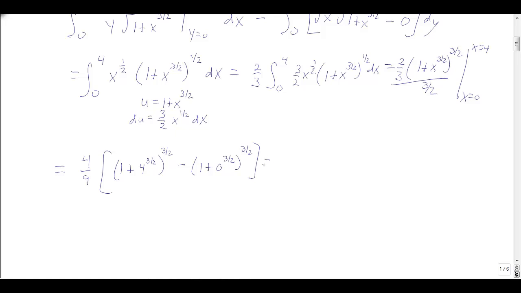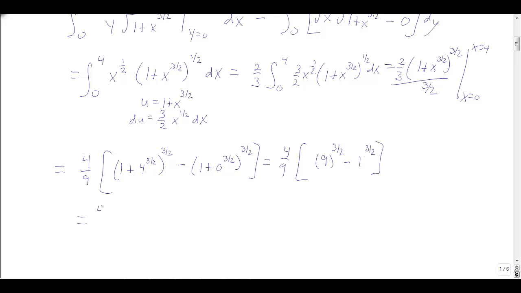And what I get now is 4/9. Let's see. 4/9 to the 3 halves. So 4 to the 1 half, that'd be square root of 4. That's 2 cubed. So I get 1 plus 8. That's 9 to the 3 halves. Minus 1 plus 0 to the 3 halves is 0. 9 minus 1 to the 3 halves.